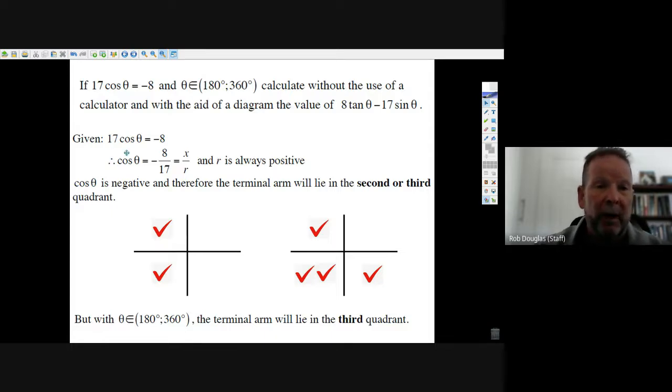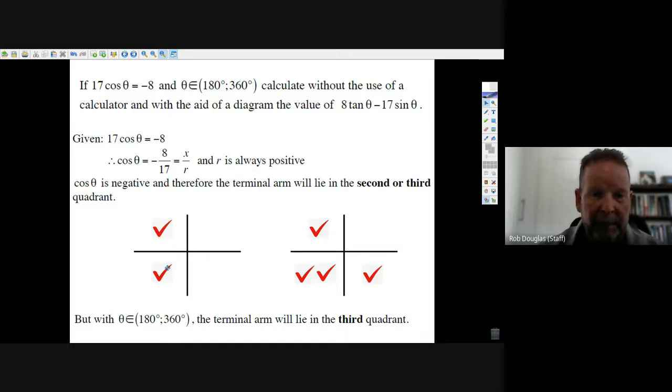First, you just divide by 17. So you put it in that form, cosine theta equals -8 over 17. Well, now you've got an x value and an r value. Because r is always positive anyways, you know that x must be -8. So if cosine is negative, that's where x is negative. Some people like to use this tick method. There's two places it could be, the second quadrant or the third quadrant.